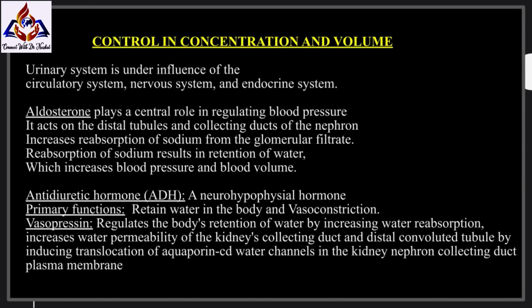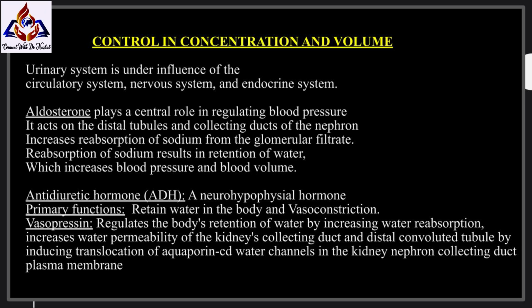How do kidneys control urine concentration? The kidneys are able to separate the reabsorption of water and solutes in the loop of Henle, distal nephron, and collecting ducts. This means urine can be made more concentrated or more dilute than plasma, depending on how hydrated you are. Control in concentration and volume.